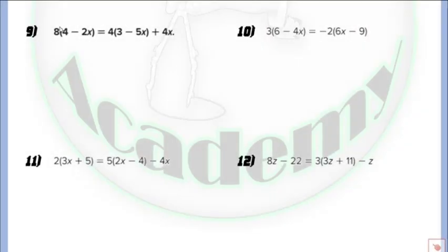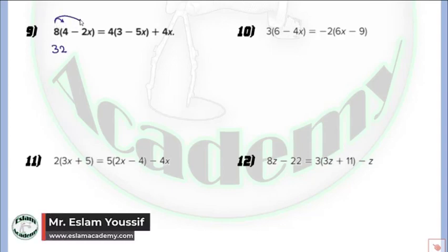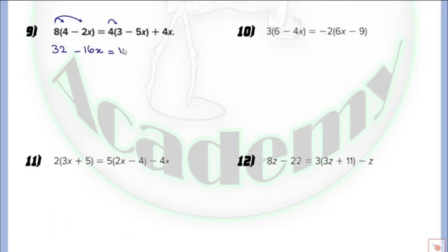In question number 9 we have 8 multiplied by (4 minus 2x) equals 4 times (3 minus 5x) plus 4x. At the first, use the distributive property. So 8 times 4 equals 32. 8 times negative 2 would be equal to negative 16x. Equals 4 times 3, which will be equal to 12. 4 times negative 5 will be equal to negative 20x.